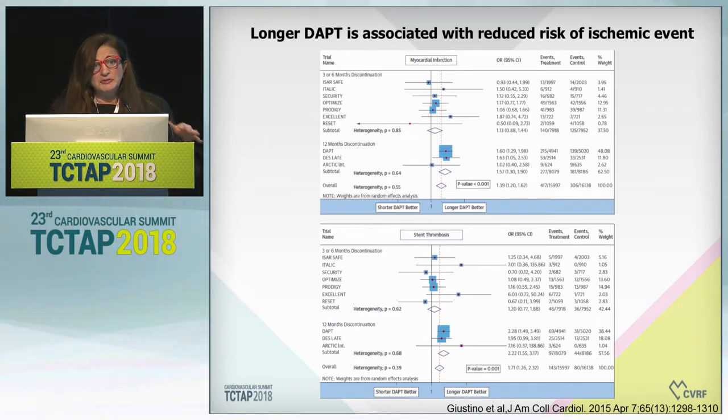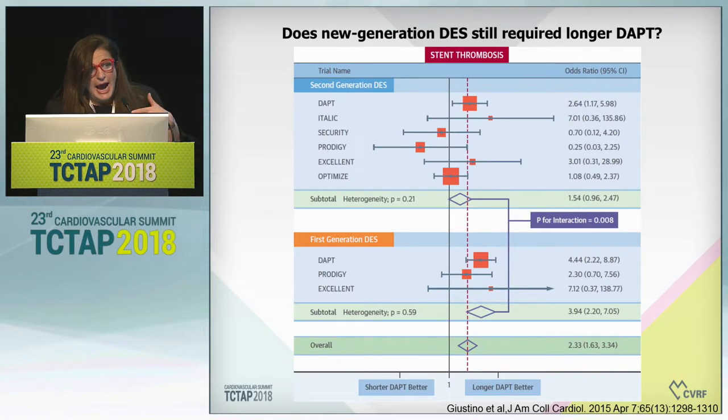But when you put all of the data together, with all of the clinical trials that are there, if you prolong DAPT, you will reduce ischemic load. If you shorten the duration of DAPT, you will reduce bleeding. And the big question is, if you have new generation stents, can you still get away with a shorter duration of DAPT in some of these patients?